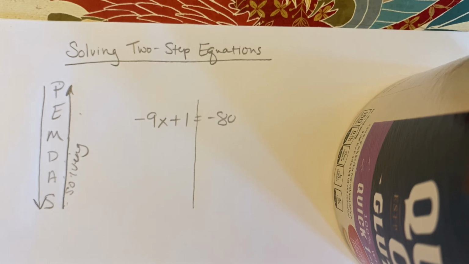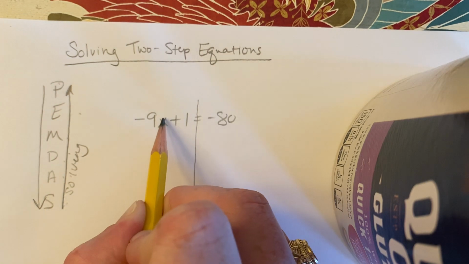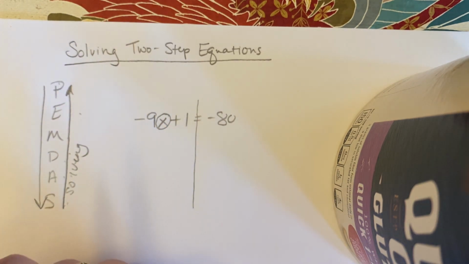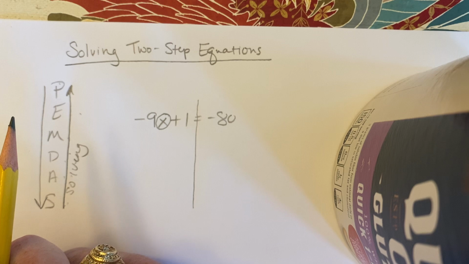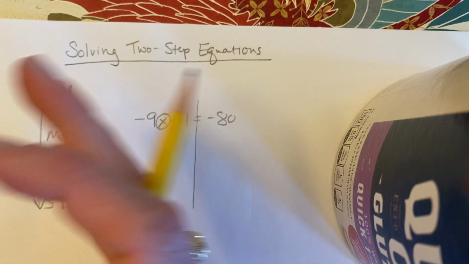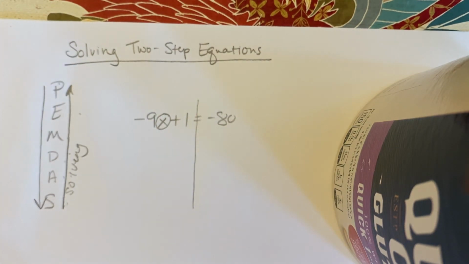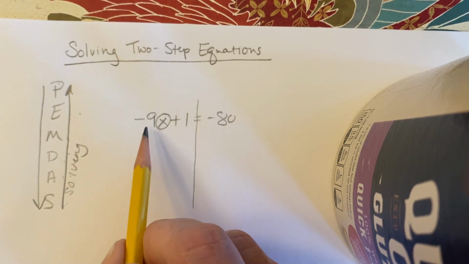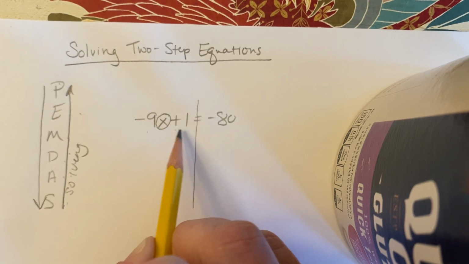The second thing I want to do is circle my variable. That tells me exactly what I'm looking for. If you will, we've located the inside of the onion. At this point, we're trying to peel off the outer layers, peel off what's with that variable. What is with x? In this case, I see two things with x on the left side of the equals sign: this negative 9 and this plus 1.